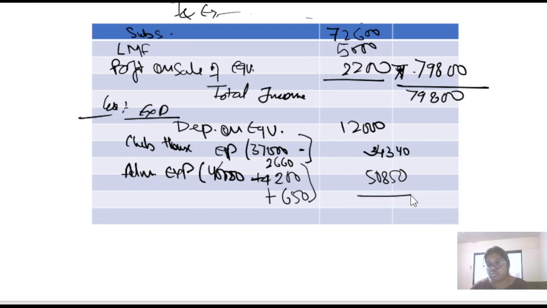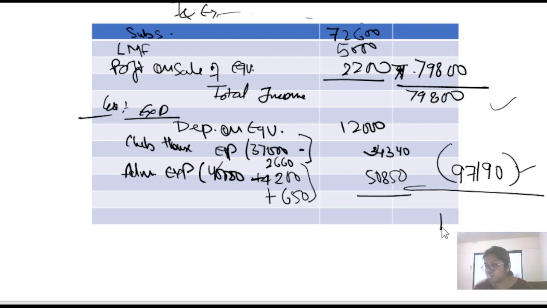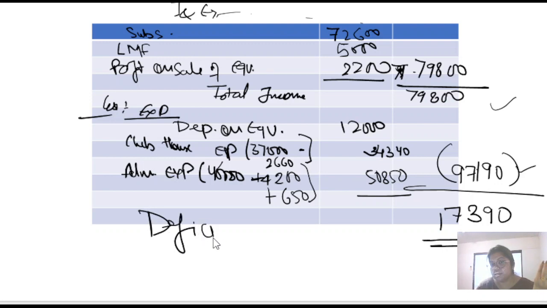After solving this, 97,190 is my total expense, and this we have to solve so that we come to know what is our deficit or surplus. Because total income is less and expenses are more, we are in a deficit position, that is 70,390. Okay, this is our deficit. So here is how you are going to solve this question, I think you are able to know.